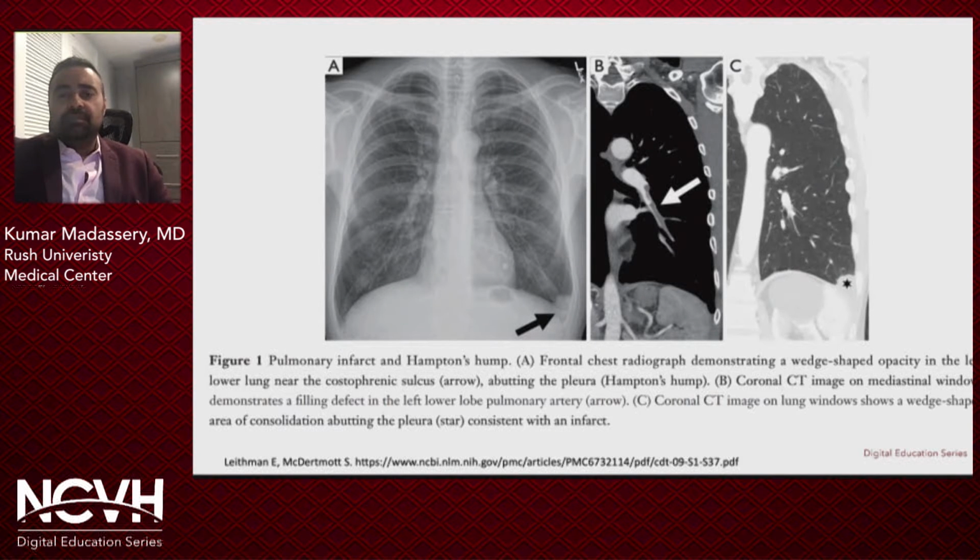This is a nice pictorial review from Lightman and McDermott. It shows the X-ray findings, which we reviewed already. Now, in the middle image and also on the right image, you see the coronal mediastinal view and a lung view. What you're seeing where the arrow is pointing is a filling defect of the contrast in that diagonal segment of the pulmonary artery, and that's consistent with a pulmonary embolus.